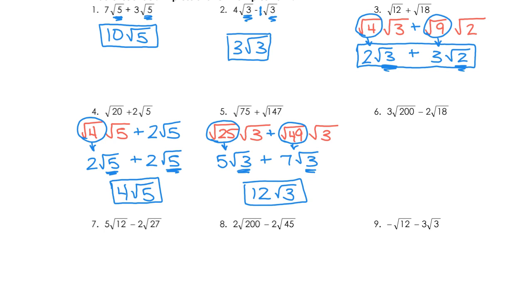All right, so number 6. Right now we can't subtract them because they have different numbers underneath their radicals. So we're going to go ahead and simplify and see if we can get them to be the same. So this 3 will stay.